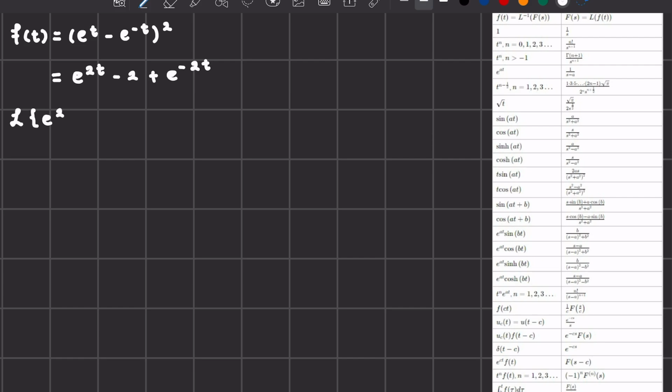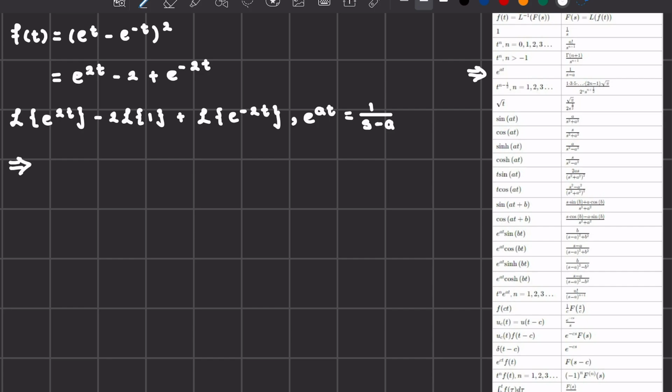So Laplace of e to the 2t minus 2 times Laplace of 1 plus Laplace of e to the negative 2t. By the table, we can see that e to the at is just 1 over s minus a. Let's write that down here. So before we start solving this, e to the at is just 1 over s minus a. And so we're ready to solve this equation by the table.